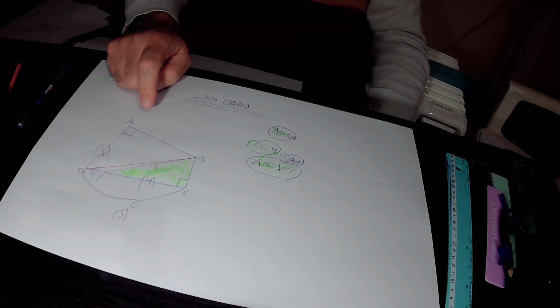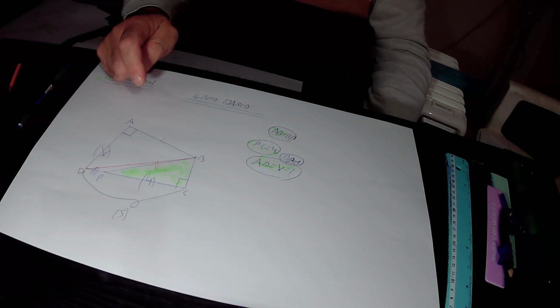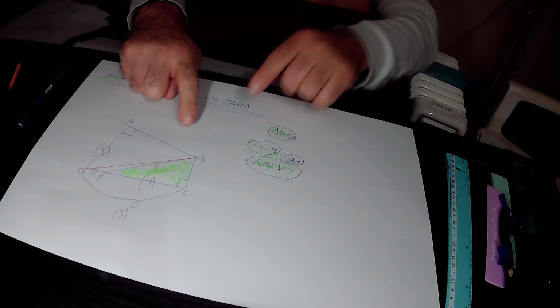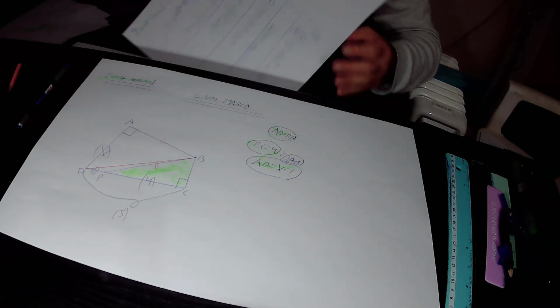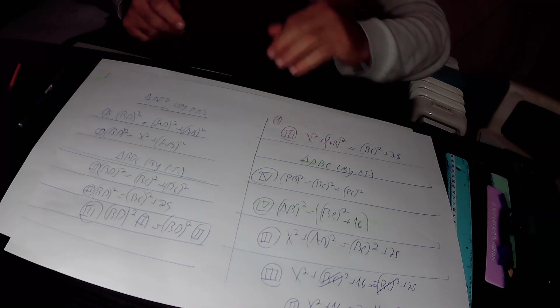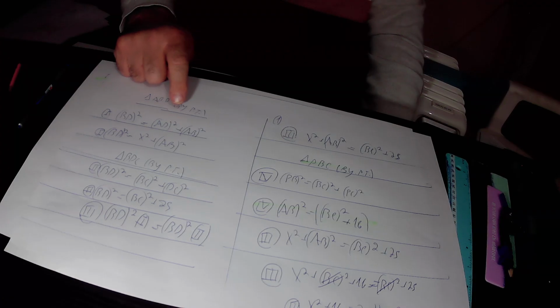According to the Pythagoras theorem, in any right triangle, the square of the hypotenuse equals the sum of the squares of the perpendiculars. So in the right triangle ABD, BD squared, that is the square of the hypotenuse, equals AD squared plus AB squared.